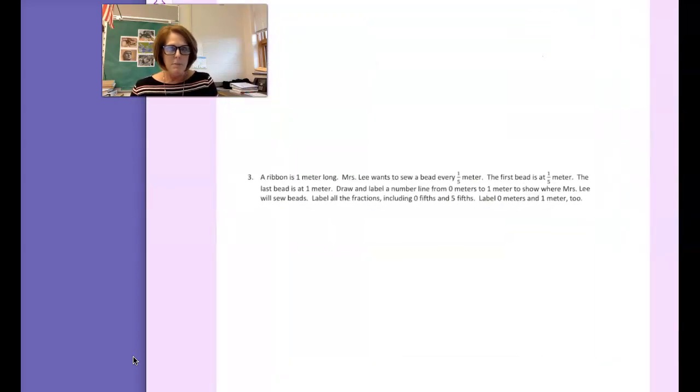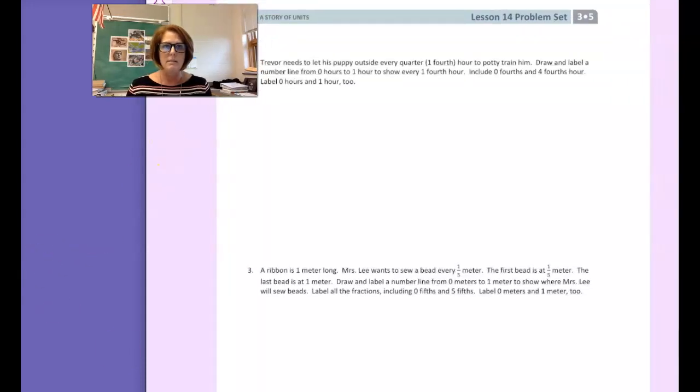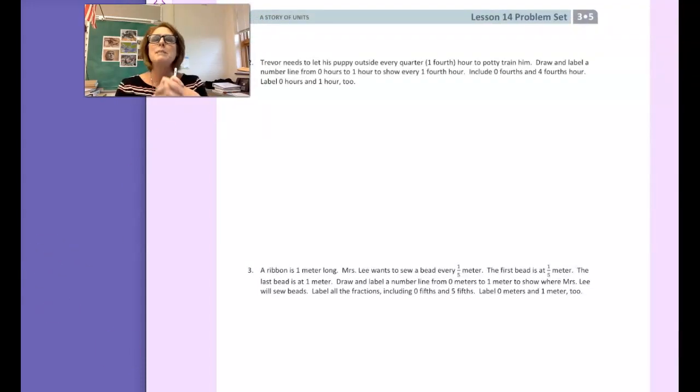Now let's go over to number 2. Number 2 says, Trevor needs to let his puppy outside every quarter, 1/4 hour to potty train him. Draw and label a number line from 0 hours to 1 hour to show every 1/4 hour. Include 0 fourths and 4 fourths hour. Label 0 hours and 1 hour too.